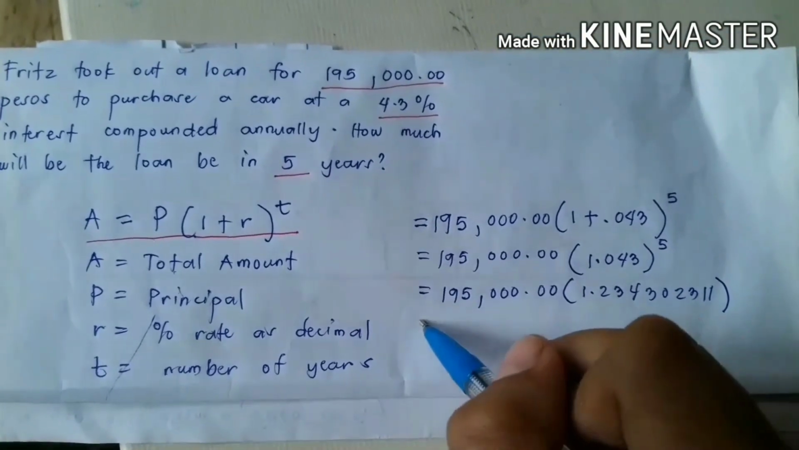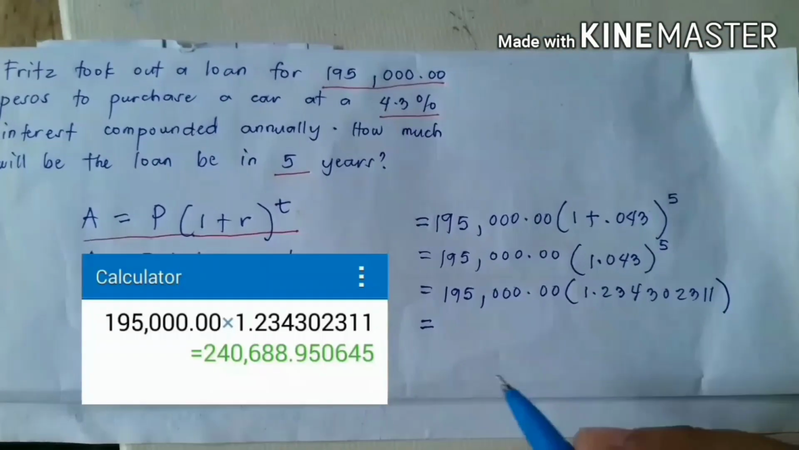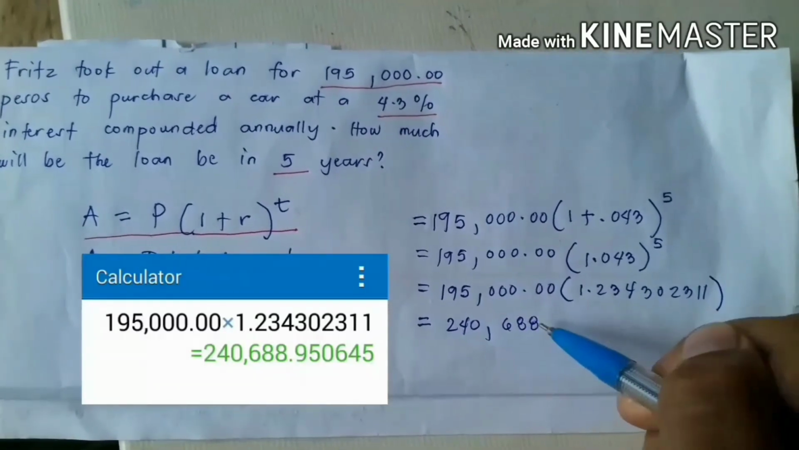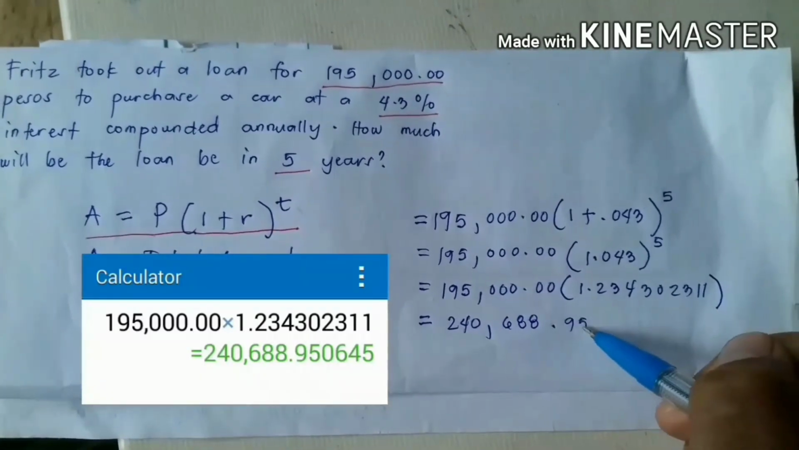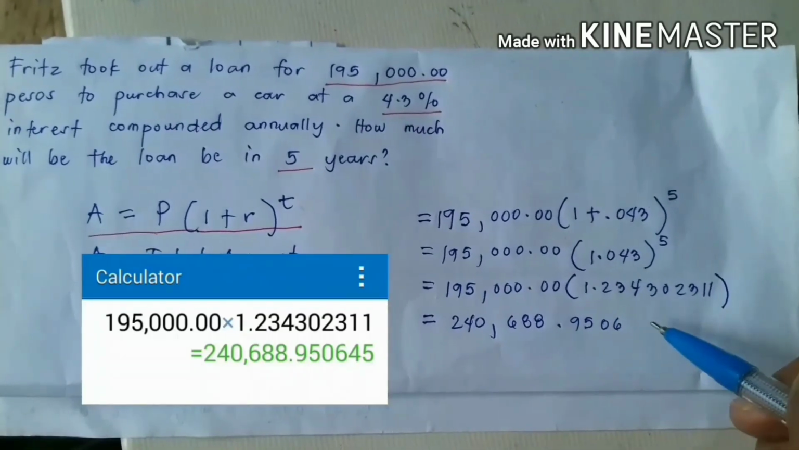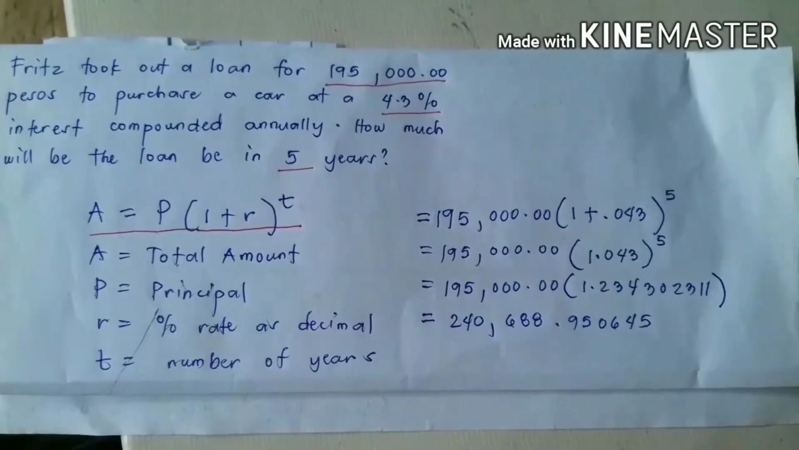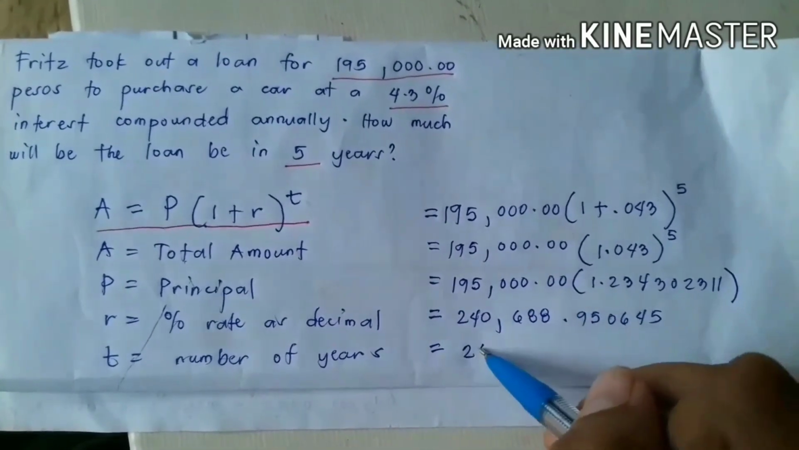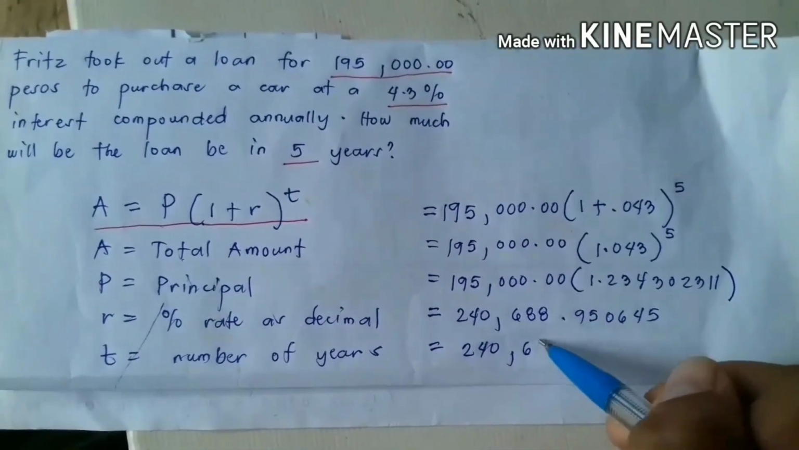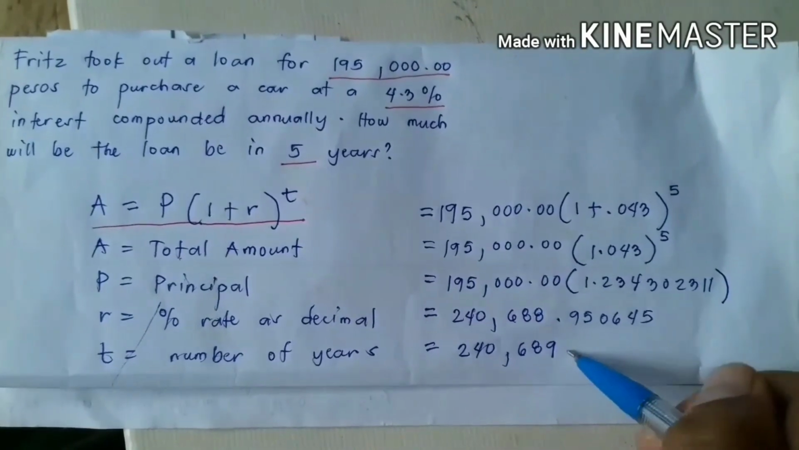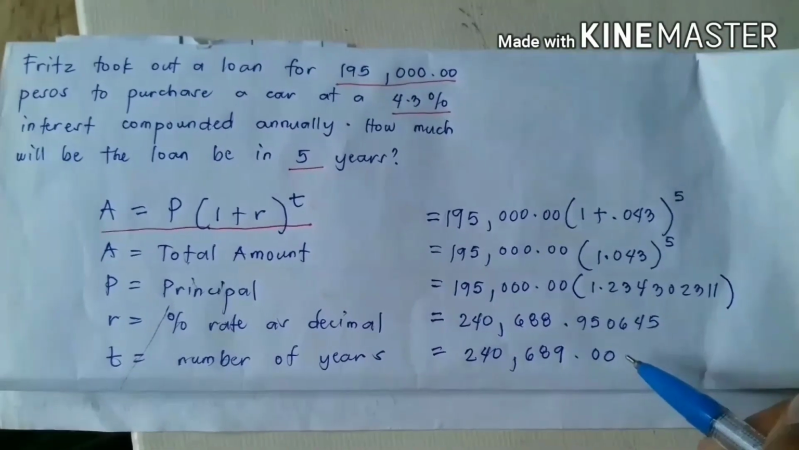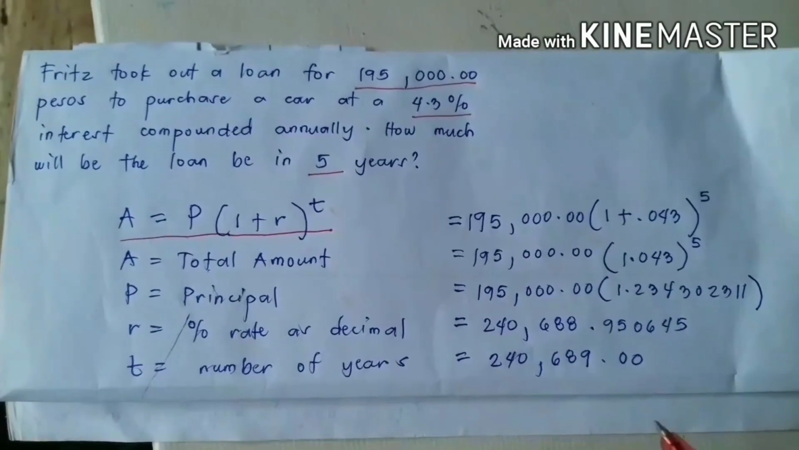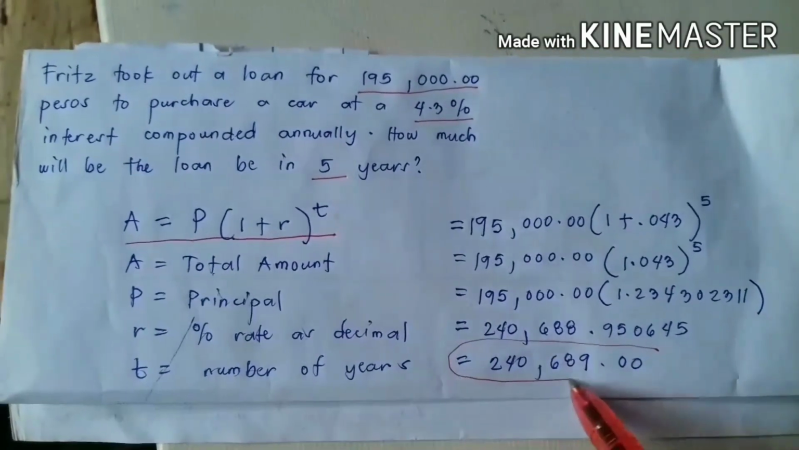Multiply, we get the product of 240,688.950645. Then I rounded it off. So 240,689 pesos is the total amount of the loan in 5 years.